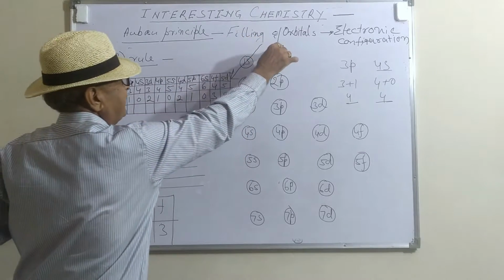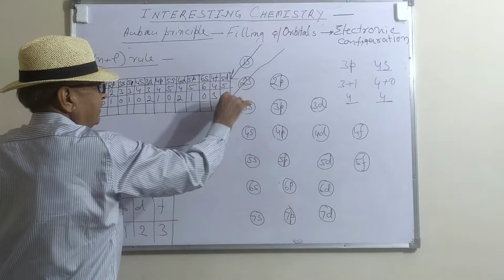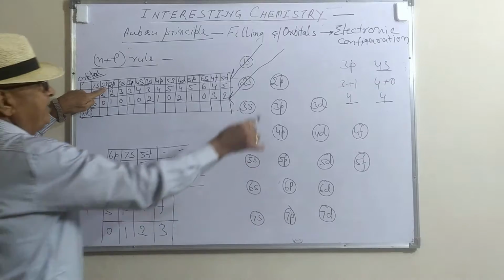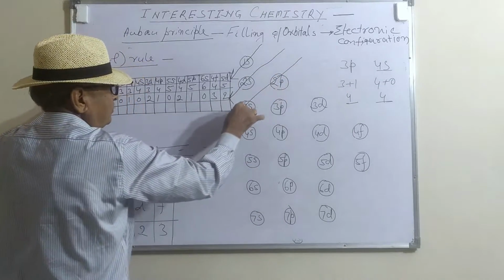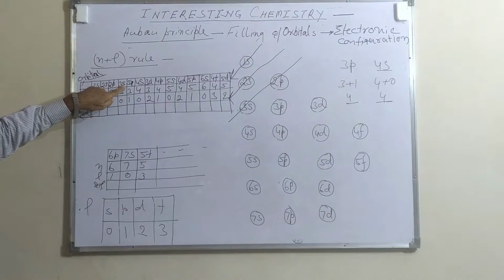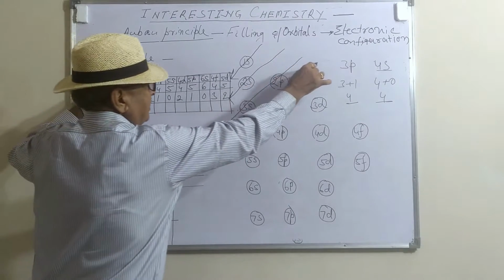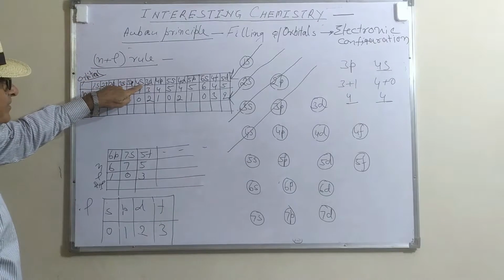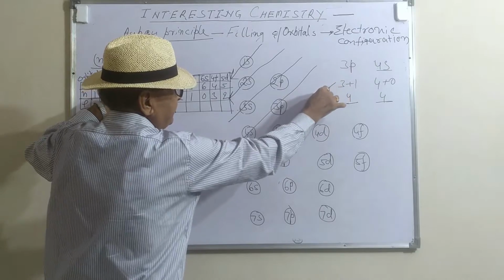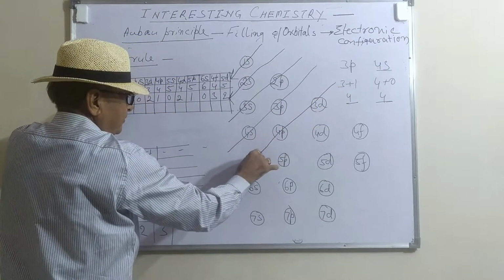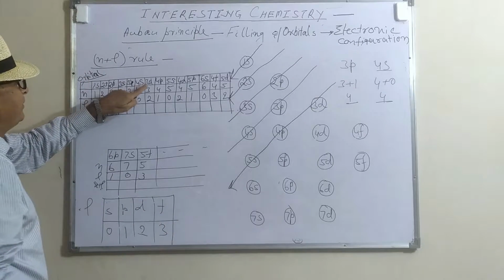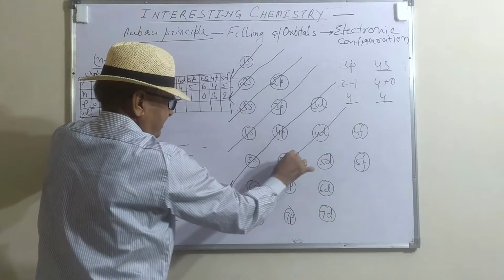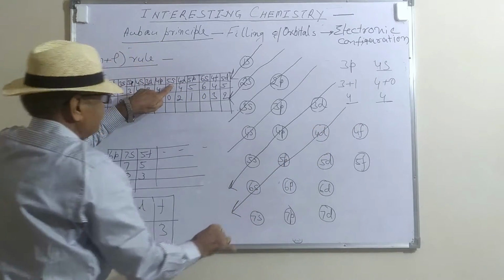Now come to the right-hand side, upper and left downward. Again it is 2S. Then 2P, 3S. Then 3P, 4S. Then come to the right side: 3D, 4P, 5S. Then come to this: 4D, 5P, 6S.